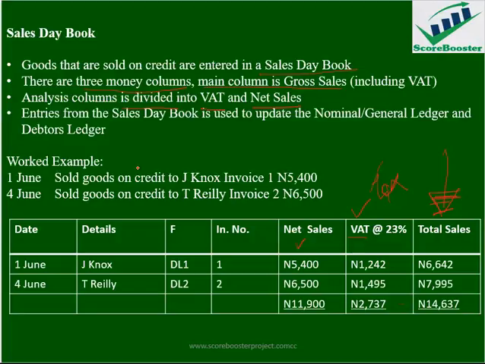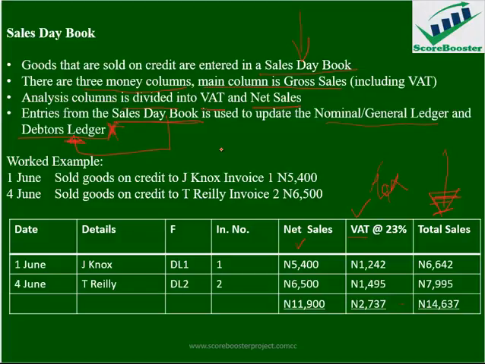So then, from this sales day book, please let's take note of this. From the sales day book, where do we move? You move from the source document to the sales day book, remember? Then from our sales day book, we now go into either the general ledger or what we call the nominal ledger. We'll discuss ledger in the next part, before the end of this presentation. We shall know more about ledger. But basically, whatever we have in our sales day book, we go to the ledger.